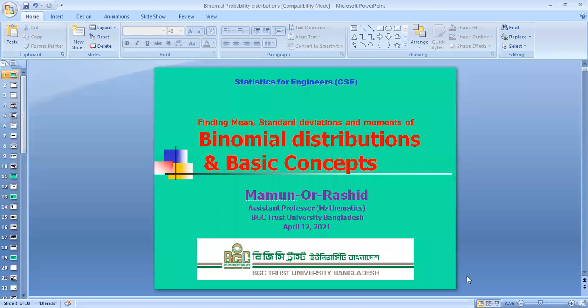So today we have tried to find the mean, standard deviation, and different kinds of moments. You must know moments are of two types: one is raw moments and another is central moments. We have tried to establish the four moments from the binomial distribution. We found the four raw moments, or moments about origin, from the binomial distribution, and using these raw moments we have found the central moments, that means moments about the mean.